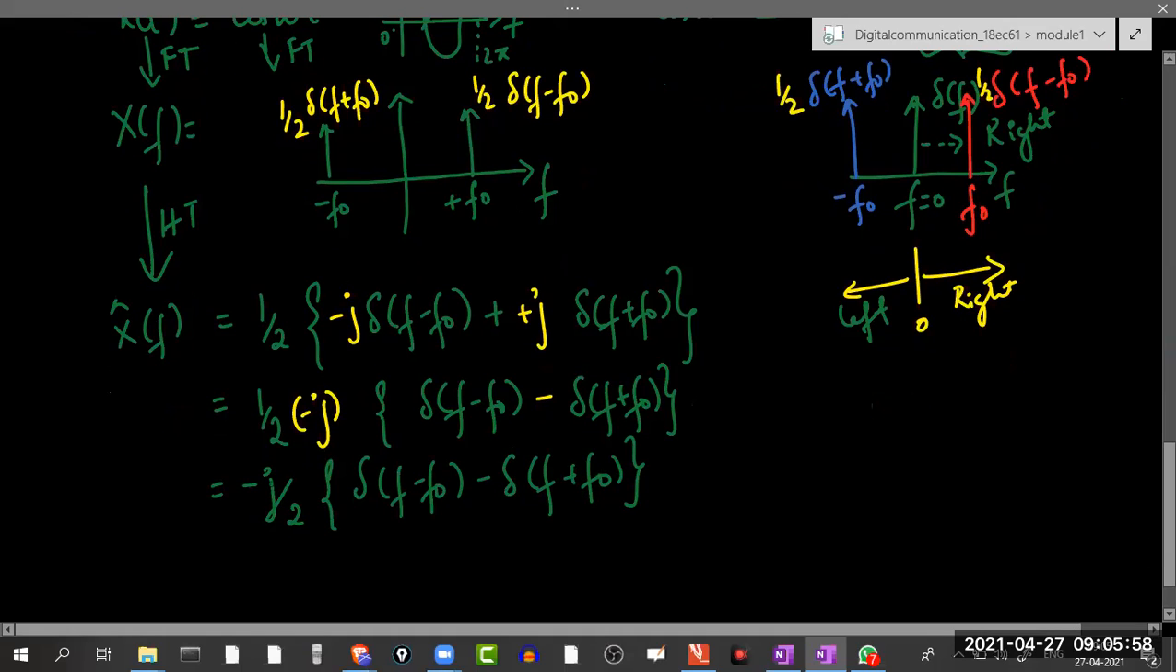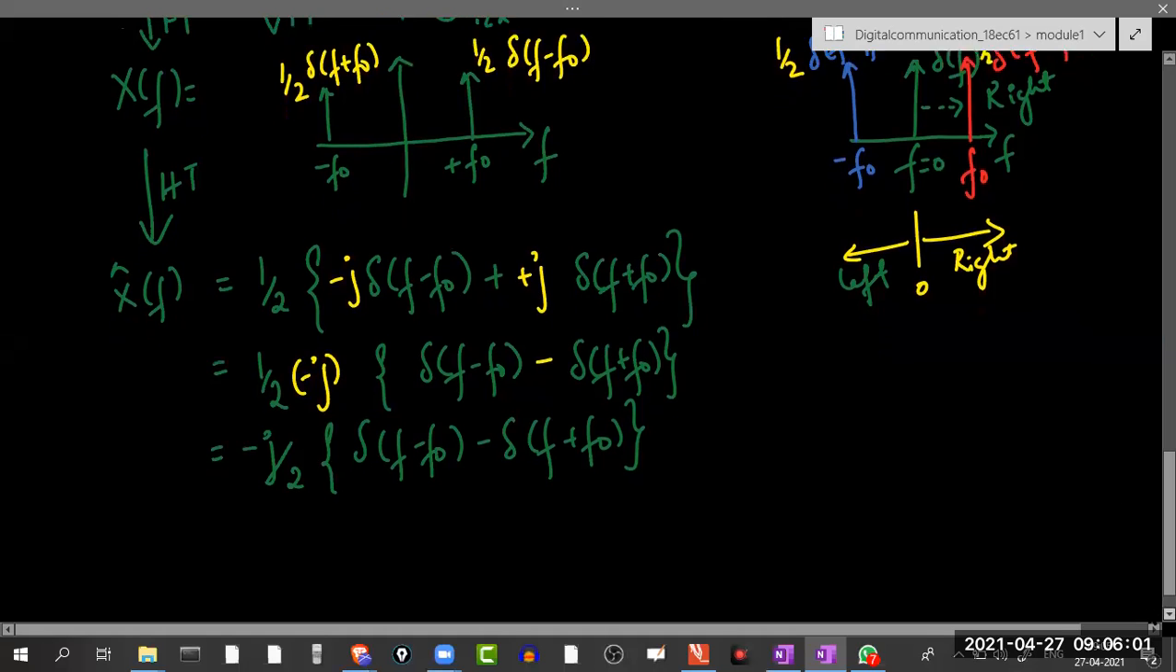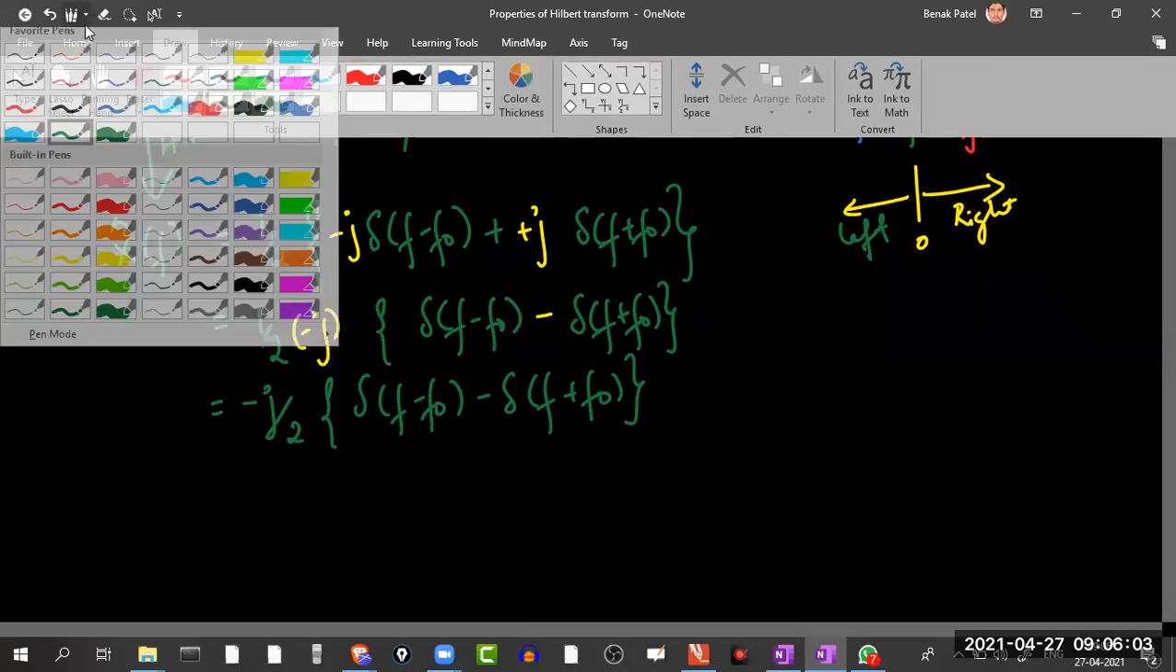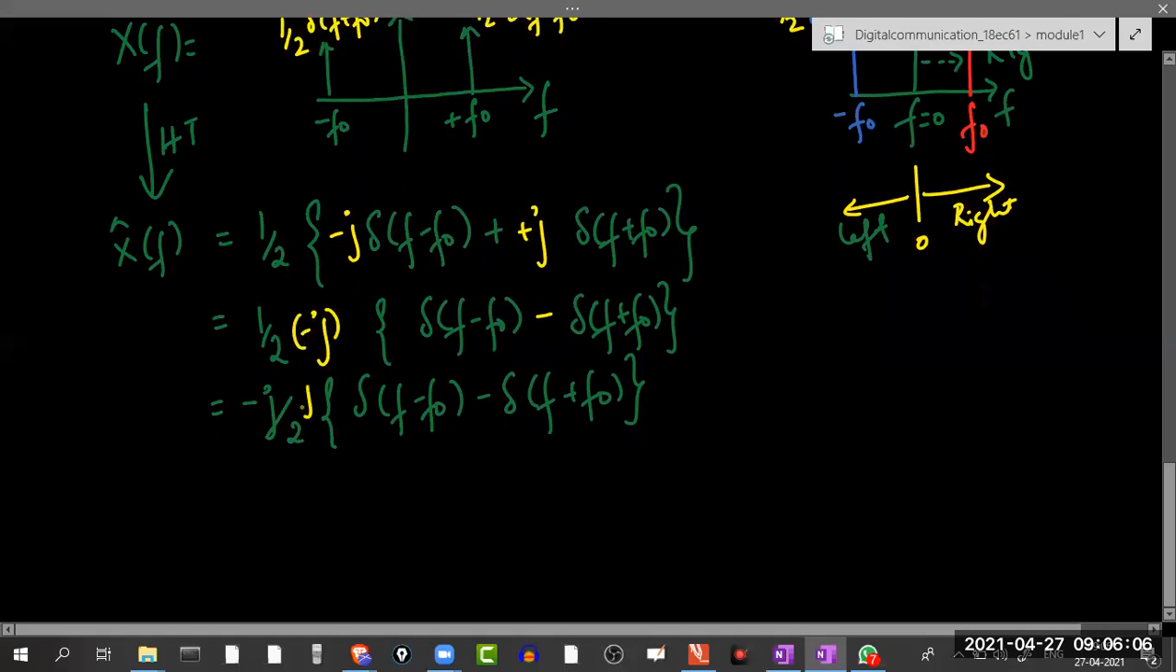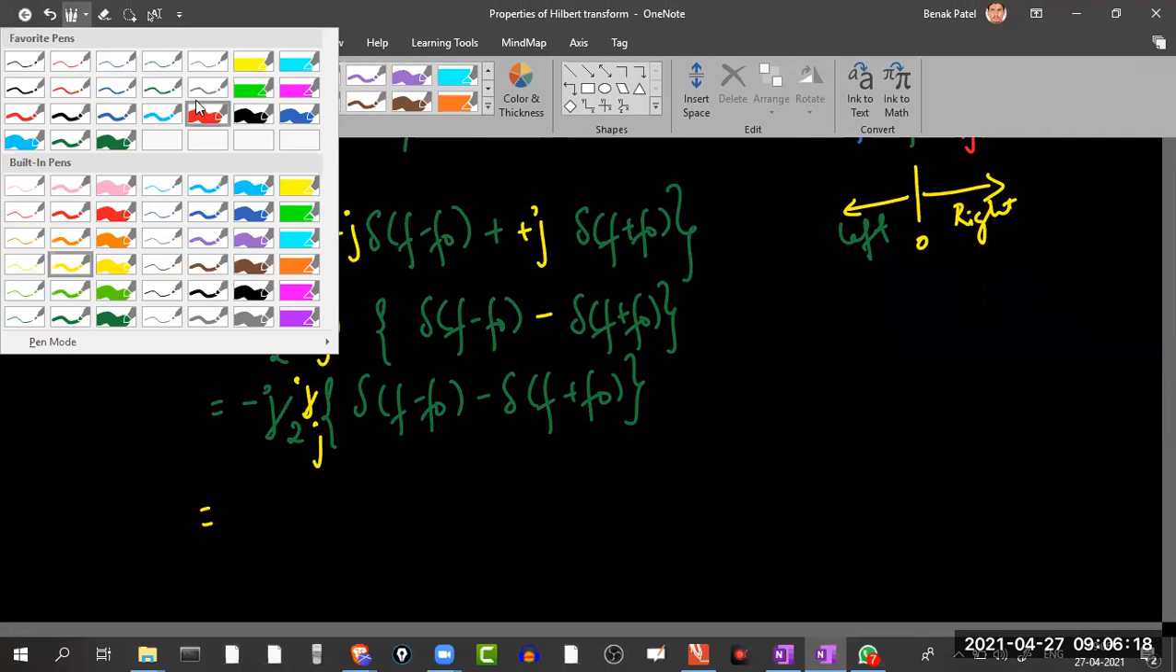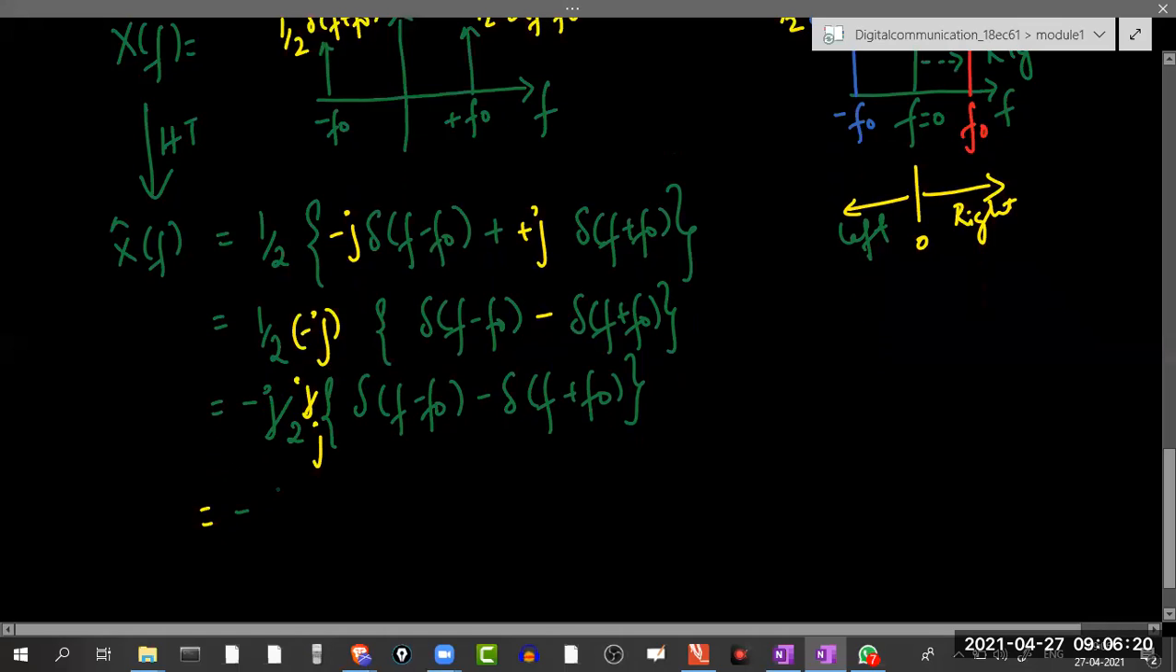Now, just in order to bring this j onto the denominator, I'll multiply and divide it by j, such that I'm having two j's in my numerator, and I'll get it as minus j square divided by 2j times delta f minus f naught minus delta f plus f naught.